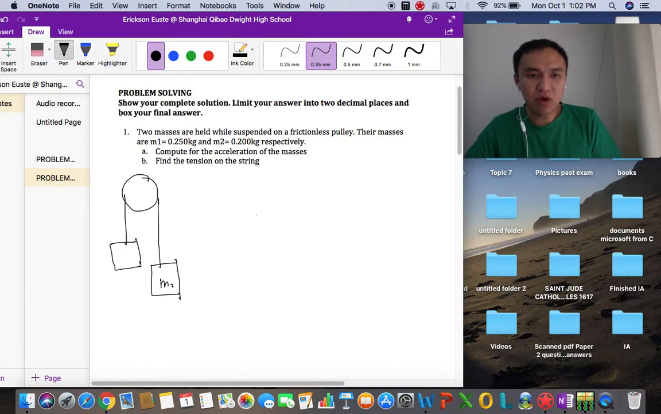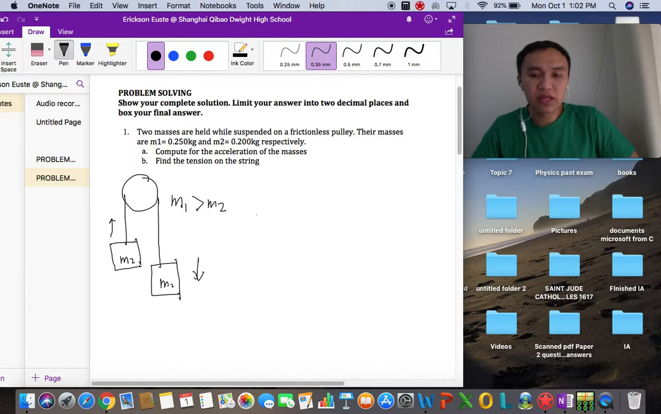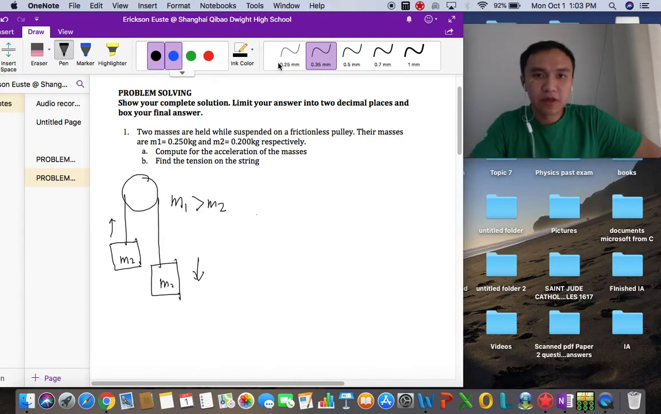So this is M1 and this is M2. M1 is greater than M2. So basically this will go down and this will go up. That's already common sense. So that means that with that, we can already calculate for the free body diagram here.